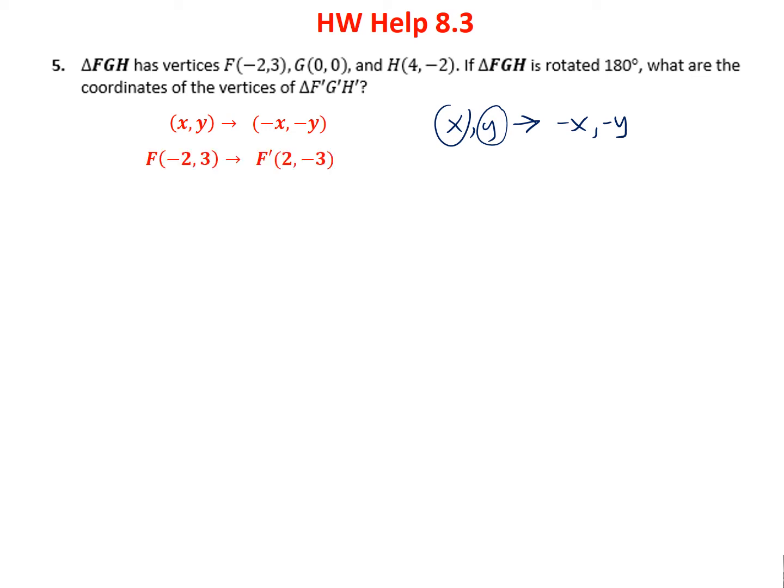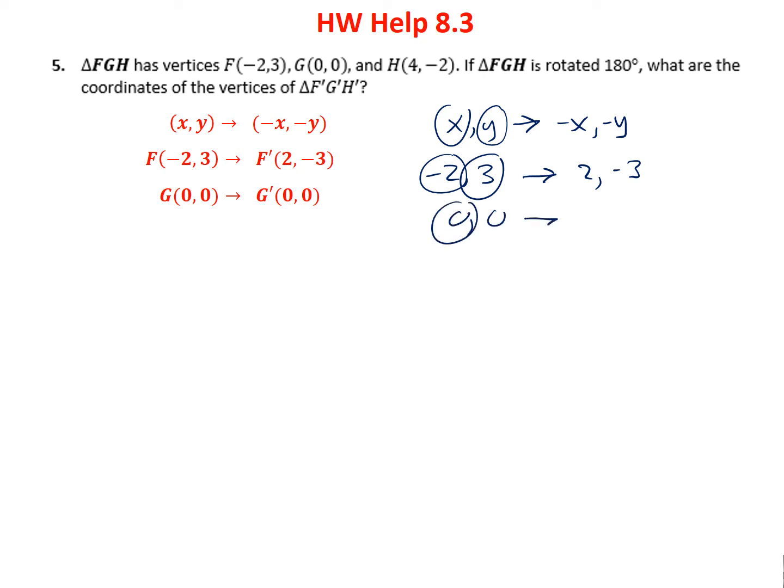Here's my point, (-2, 3). The opposite of -2 is 2, and the opposite of 3 is -3. That's my point. Next point, (0, 0). This one's interesting because what's the opposite of 0? 0. Opposite of (0, 0) is (0, 0). In other words, this one doesn't change at all. You're rotating around the origin, so it doesn't change at all.